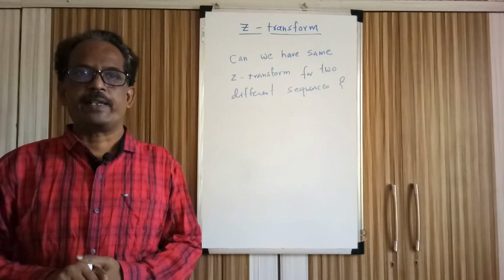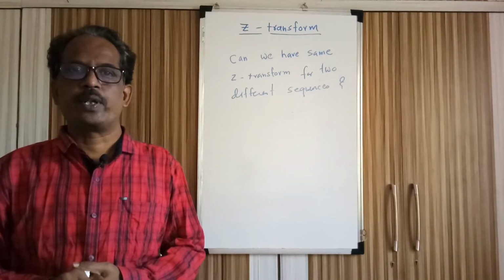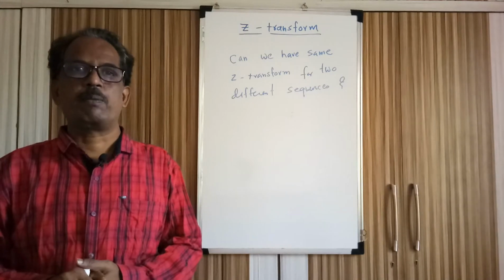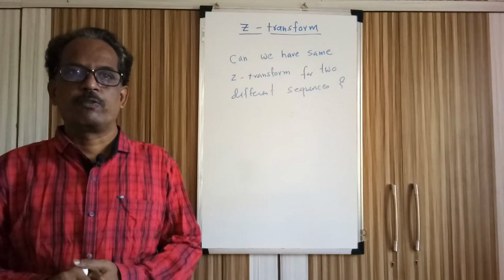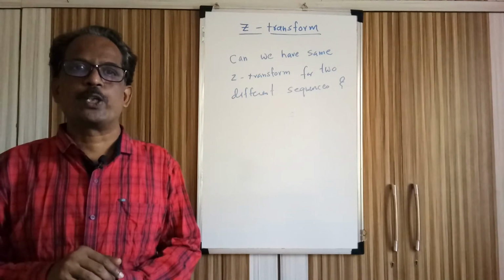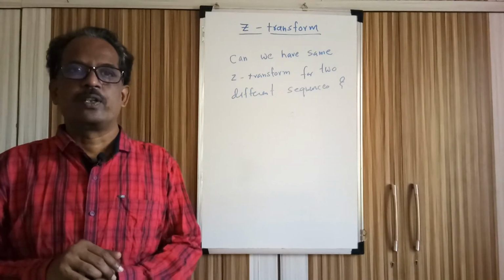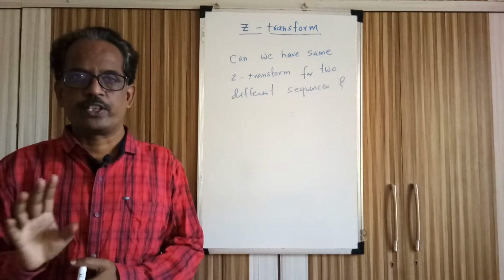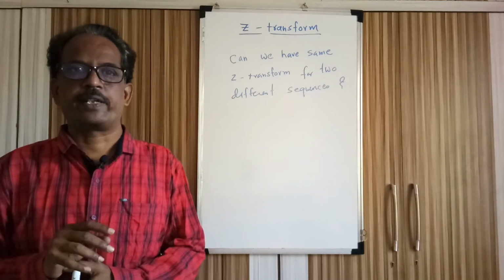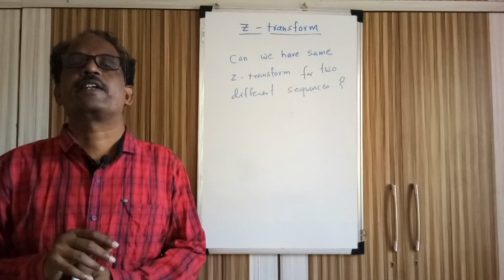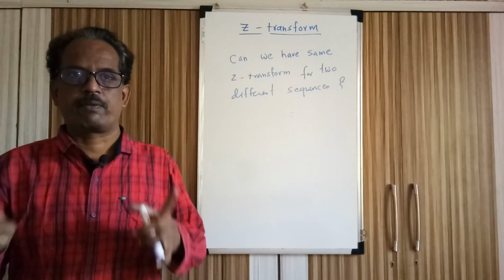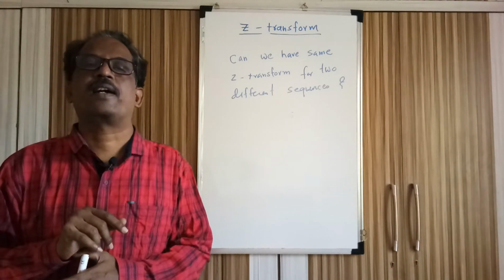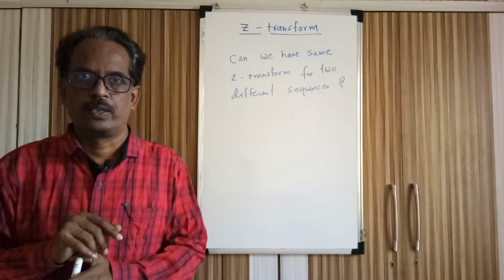So if I take the example x of n equal to minus a raised to n u of minus n minus 1, here Z transform is equal to 1 divided by 1 minus a Z inverse, which is like the Z transform of a raised to n u of n. So we can have Z transform of two different sequences be one Z transform, but their ROC is different. For two different sequences there can be the same Z transform. Mind well, ROCs are to be different, right?